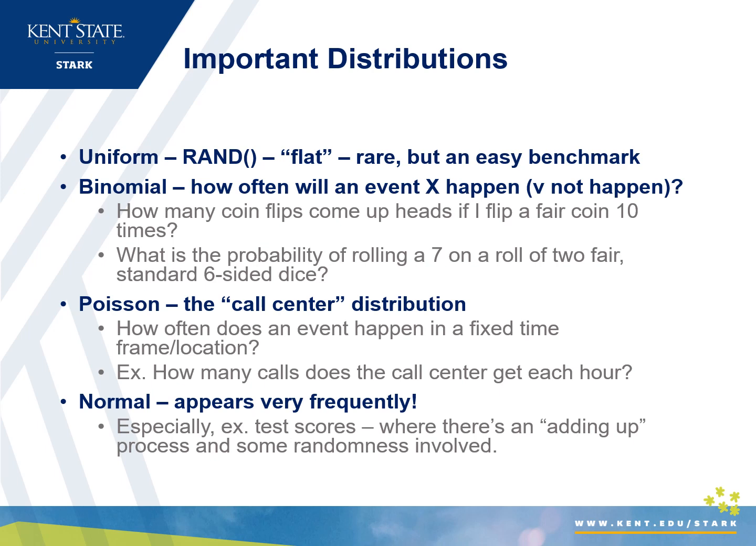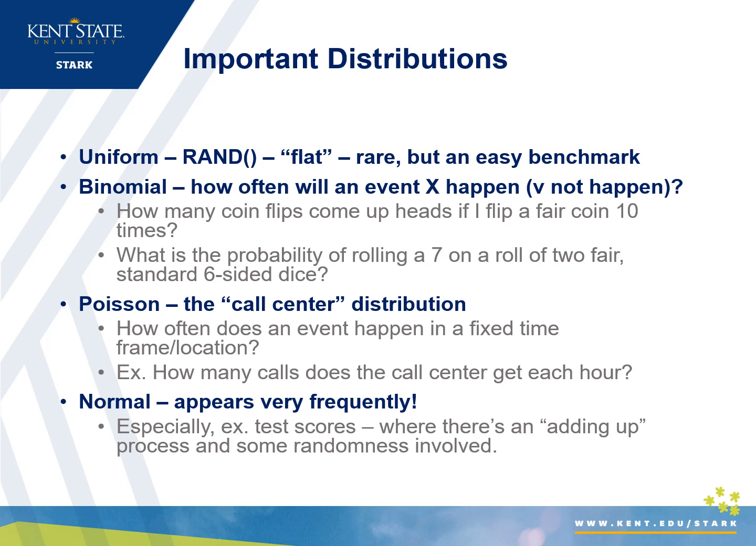The second distribution is the binomial distribution. It looks at the question of how often a particular event will happen given a number of times in which it might happen, and a particular probability of it happening each time. So this can answer questions like how many coin flips will come up heads if I flip a fair coin 10 times, or what the probability is of rolling a total of 7 on 2 fair standard 6-sided dice.